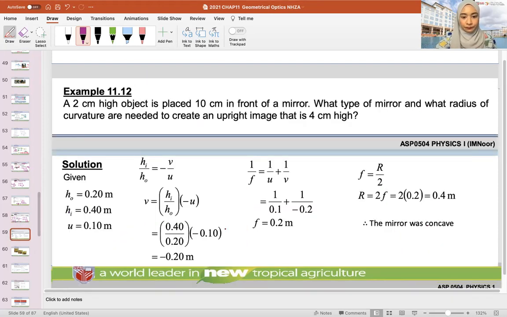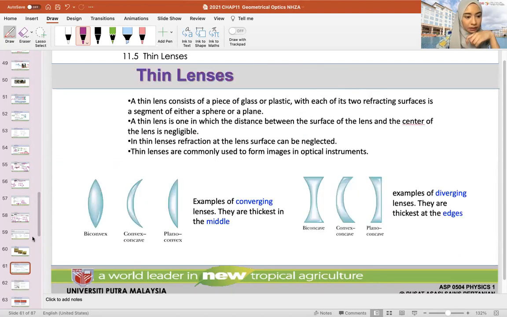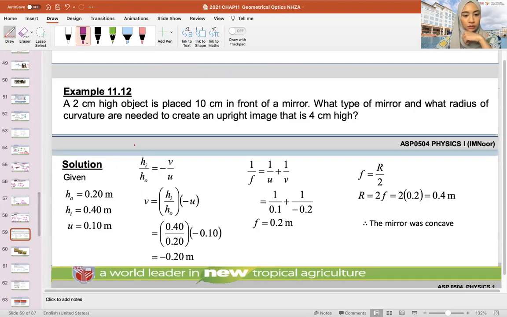Okay, next one. The mirror was concave, R is 40. Okay, betul. Sekejap, silap. Tengok jawapan dia. So they use the M equation, dapat minus 20. Lepas tu pakai ni. Oh, sama je lah. Tak ada cara shortcut lain dah kot. I don't know if there is.